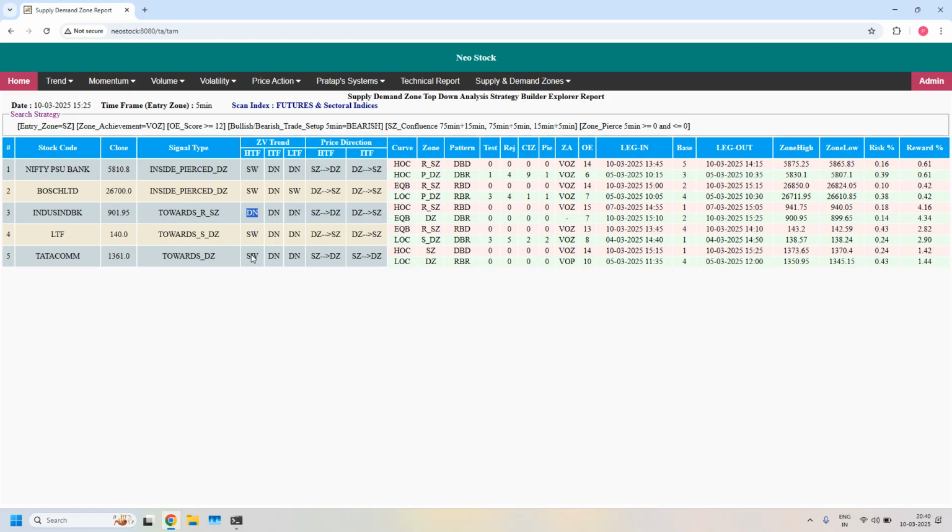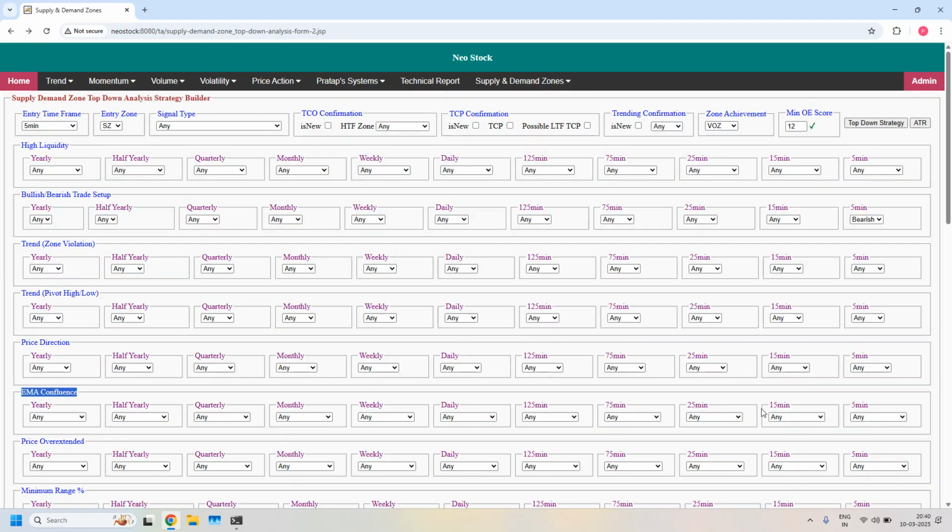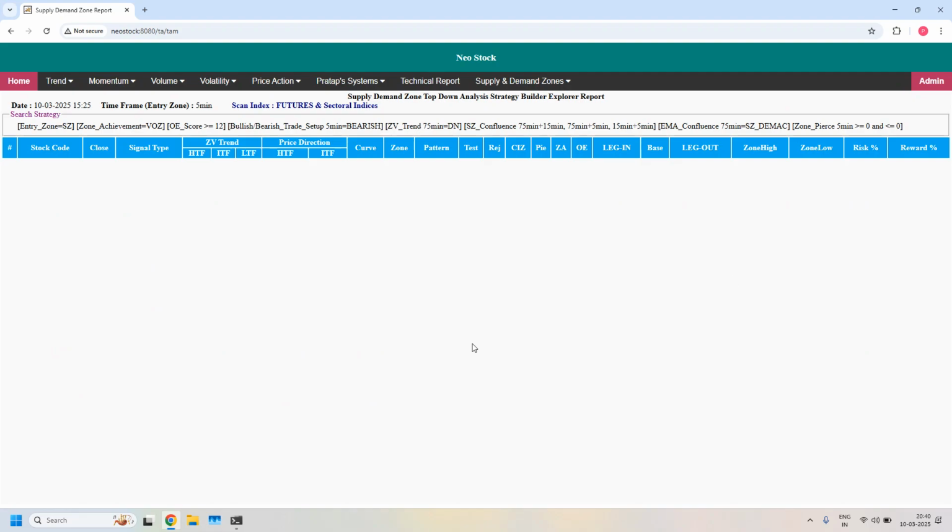Let us check if this 75 minute supply zone having daily EMA confluence. So in the EMA confluence at 75 minutes time frame, I am setting 75 minute supply zone having daily EMA confluence. And also trend on the 75 minutes time frame should not be sideways. It should be downtrend because it is bearish trade setup. So we did not have any stocks with 75 minute supply zone with daily EMA confluence.